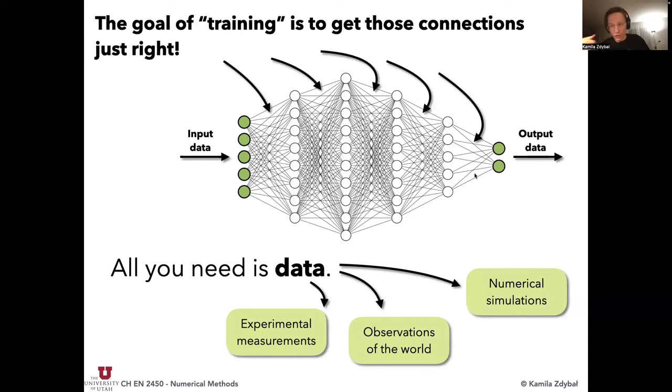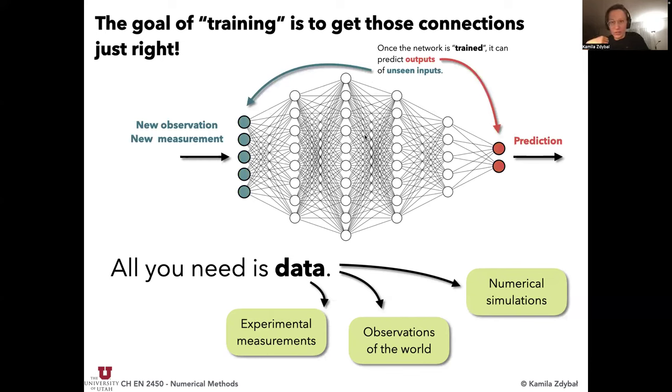And now the goal of training the neural network is to get these connections in between the layers just right. So that's the goal of the training. And by showing the neural network successive samples of your data, it's solving some optimization task underneath. And as a result of that, it's setting the numerical values for these connections just right, so that it learns to predict those outputs from the inputs.